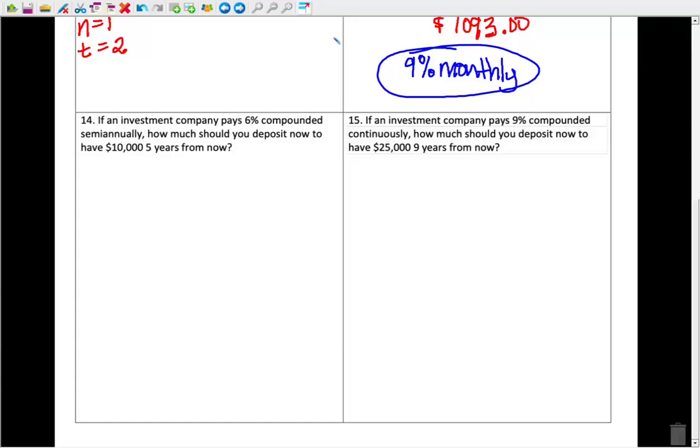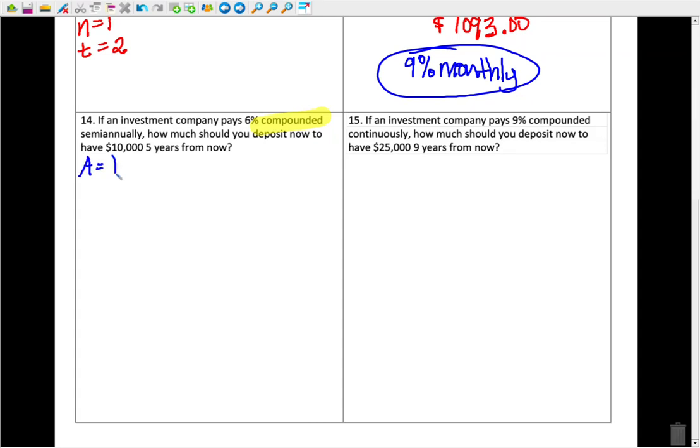An investment company pays 6% compounded semi-annually. How much should you deposit now to have $10,000 5 years from now? This one you can see says compounded. So we know we're using the compound formula. And this is the compound formula.